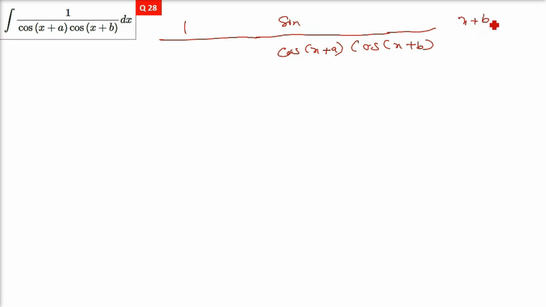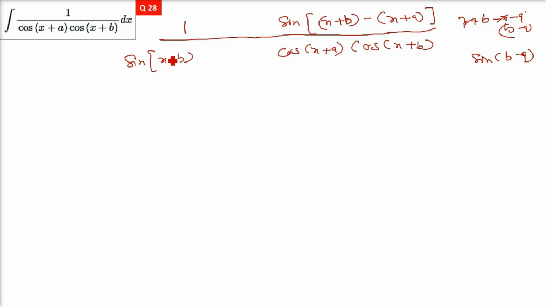Now what do you see inside? (x+b) minus (x+a). What are you going to get? x gets cancelled, you get b minus a. So sin(b minus a) you can write as sin((x+b) minus (x+a)), because x+a and x+b we already have in the denominator. Multiply numerator and denominator by sin(b minus a), and in the numerator write b minus a as (x+b) minus (x+a). Now you will ask a question, why are you doing this?